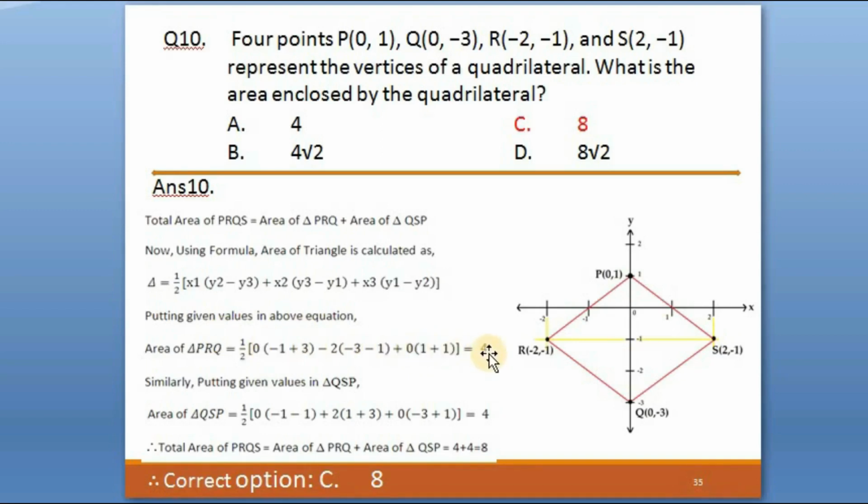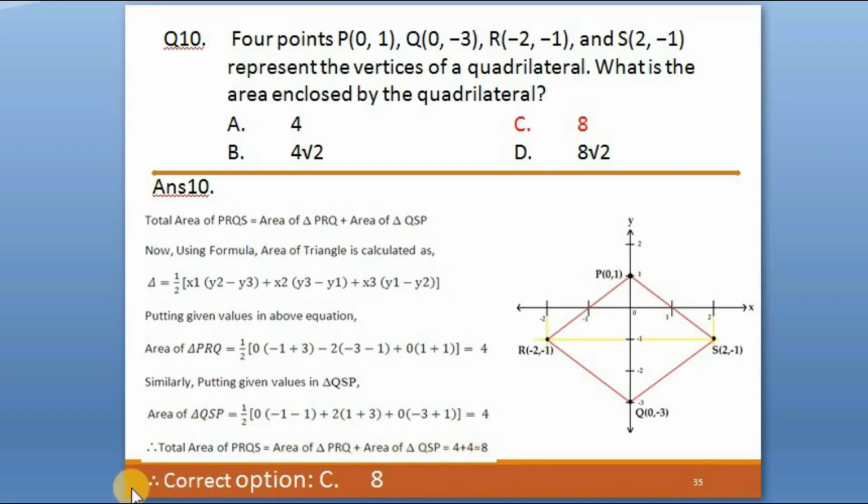Similarly, putting the given values in triangle QSP, we can find out the area of the second triangle. That also comes out as 4. So the total area will be the sum of the areas of these two triangles, that is 4 plus 4 is equal to 8. So the correct option is C, that is 8.